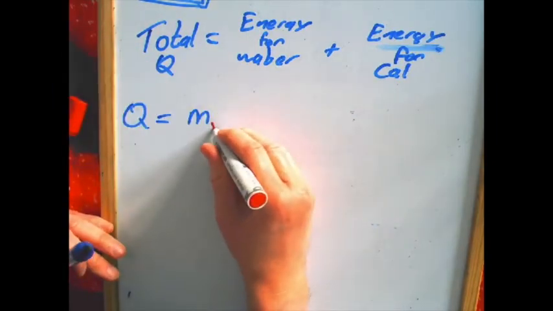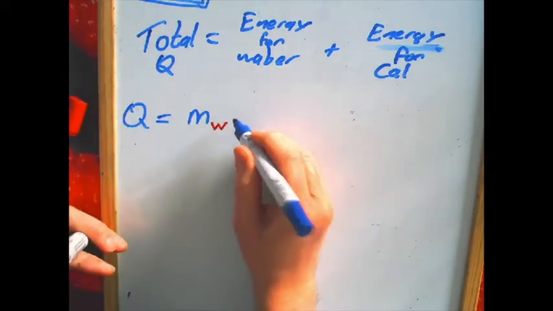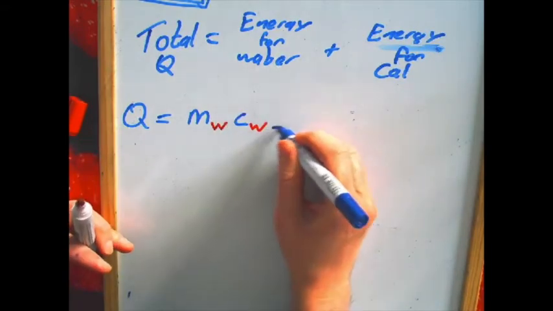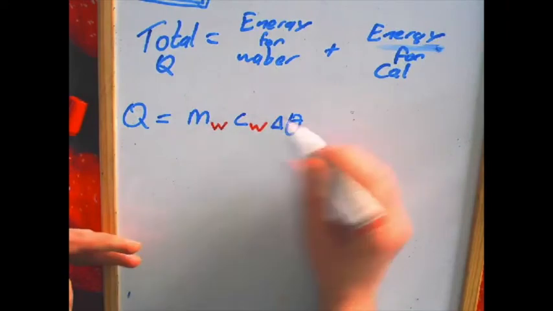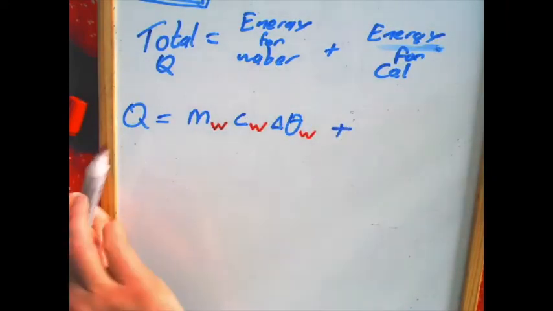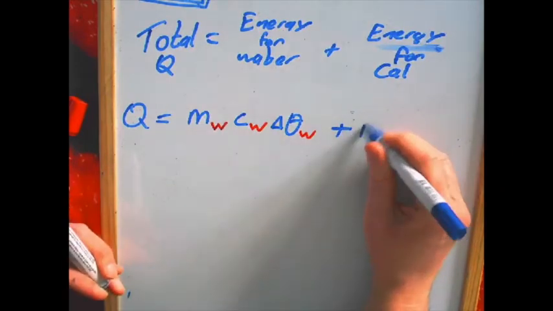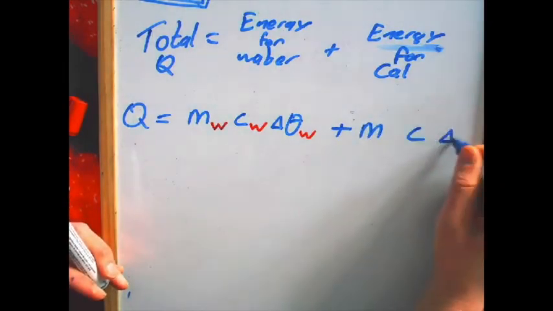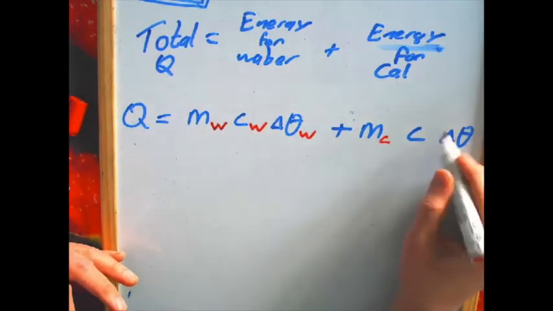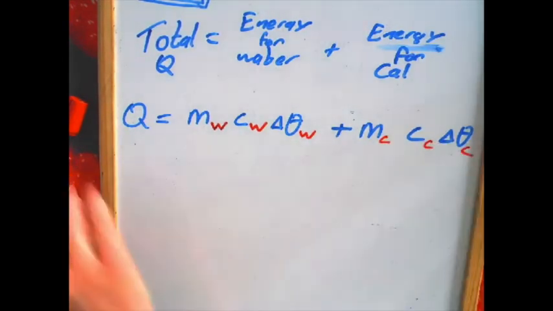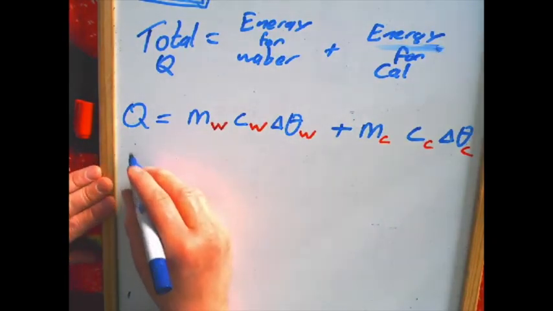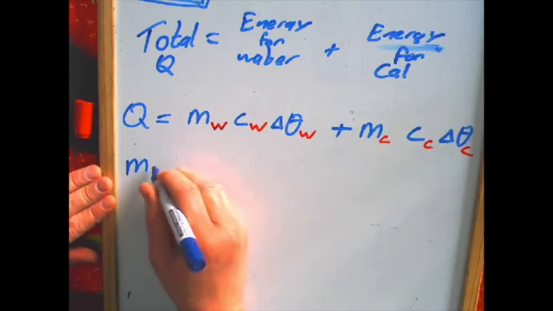Okay, so the final Q therefore equals the energy the water requires, which is its mass, and let's start using those subscripts, so the mass of the water times the heat capacity of the water times the change in temperature. Again, little w for the water. So it's that energy plus the energy required for the calorimeter too. So let's have that as m c, and I'm going to use c for calorimeter.